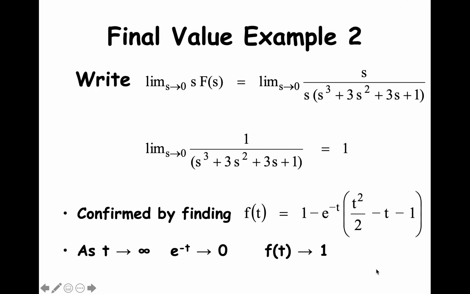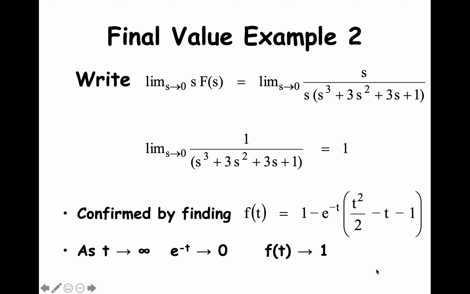To find the final value using the final value theorem, we multiply the Laplace domain expression by s. When we multiply the Laplace domain expression by s and simplify it, the expression becomes 1 over (s cubed plus 3 times s squared plus 3 times s plus 1). When we take the limit as s approaches 0, the expression approaches 1 over 1.